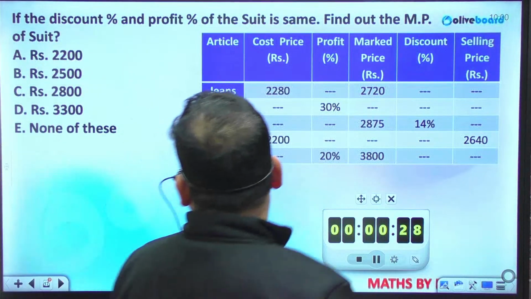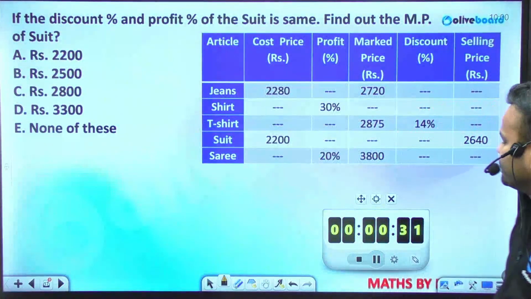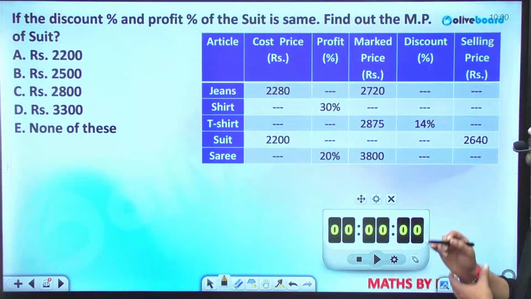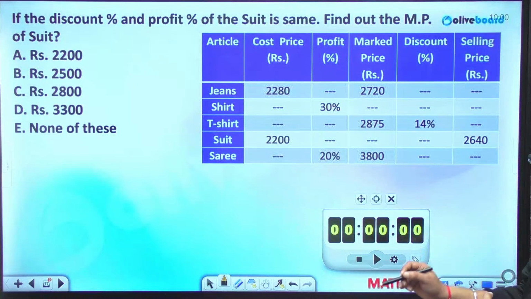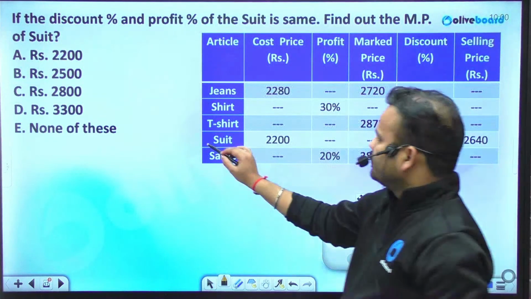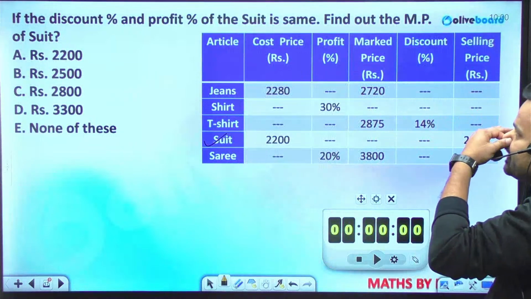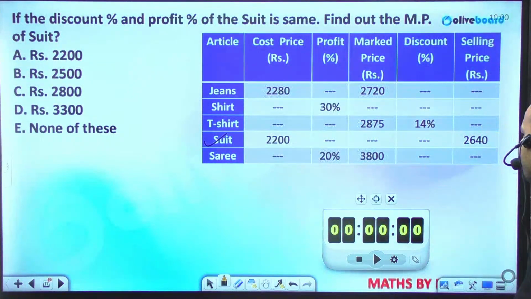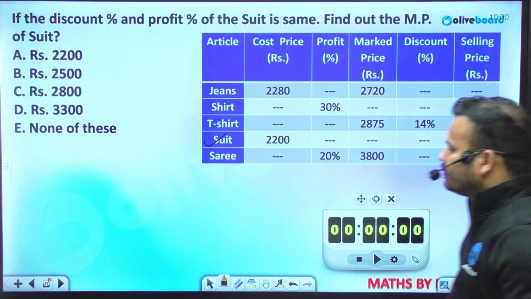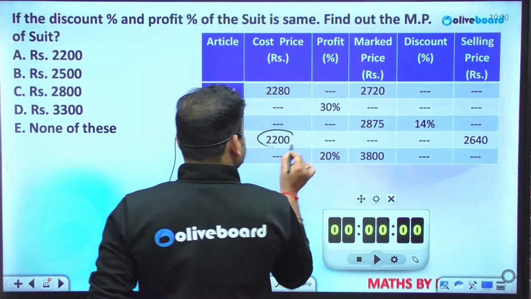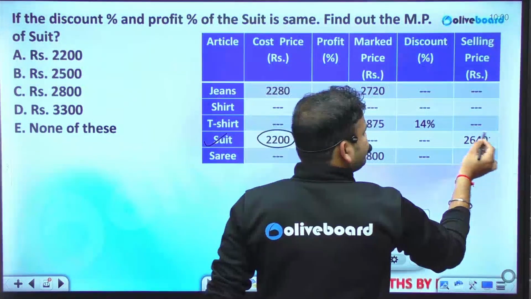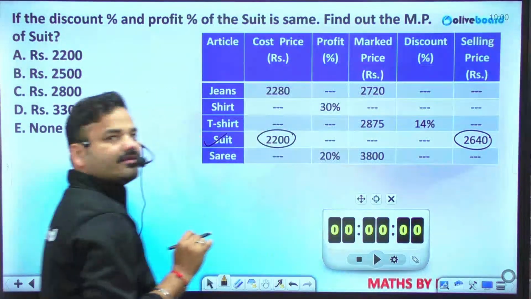Okay, so if the discount percent and profit percent on suit is the same, so in suit, talking about suit, the discount percent and profit percent is same. Find out the MRP of the suit. You need to calculate the MRP of the suit. Okay, so this is what? This is CP and this is SP. We can calculate the profit percent from here.